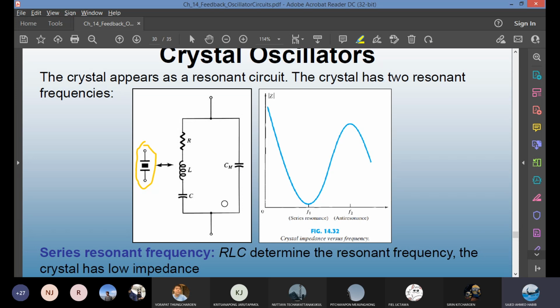What is a resonance circuit? You often see this term resonant. The crystal appears like a resonance circuit. It means it's an electric circuit which has very low impedance at a certain frequency. That's the meaning of a resonance circuit.